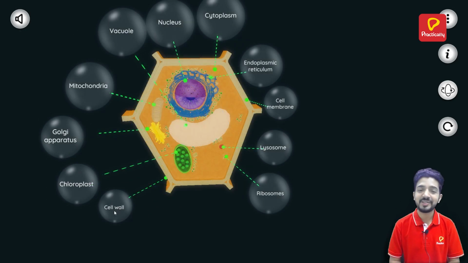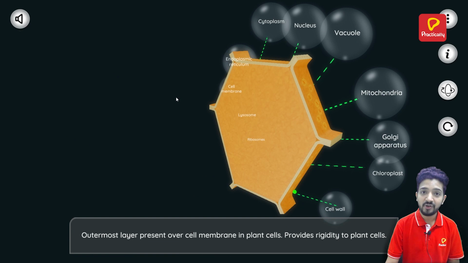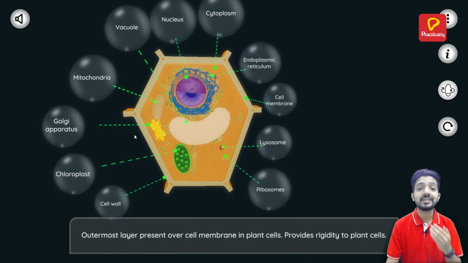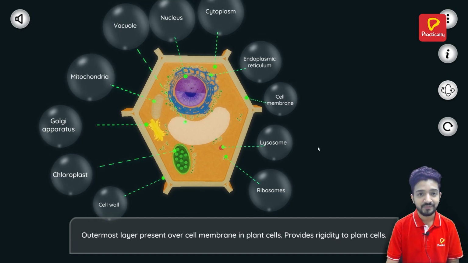Now let's move on to the plant cell. So as we can see, plant cell has various structures and organelles which are similar to that of animals. But we'll begin with those structures which are specific to plant cell. Beginning with the outermost structure, that is the cell wall. So the cell wall is a structure in plants which surrounds the cell membrane, and it provides rigidity to the plant cell. It is mainly made out of cellulose.